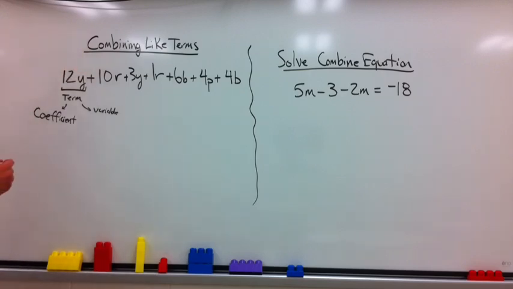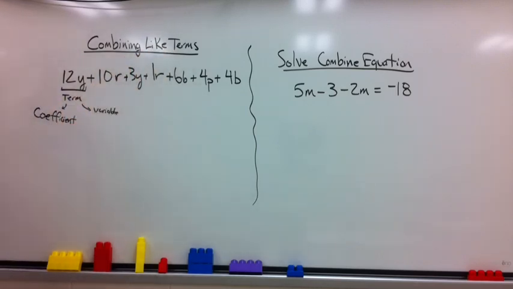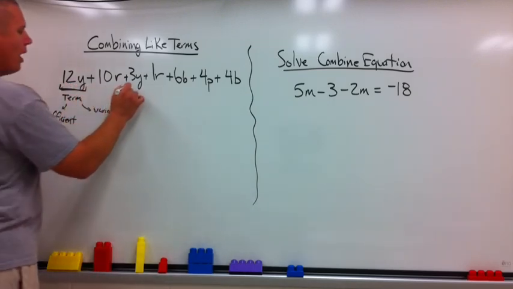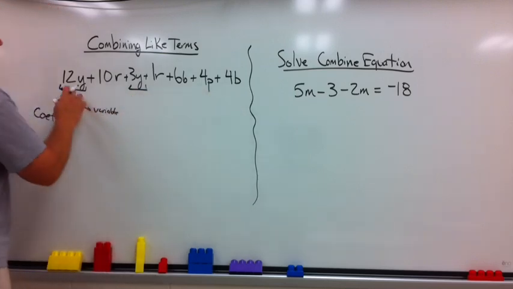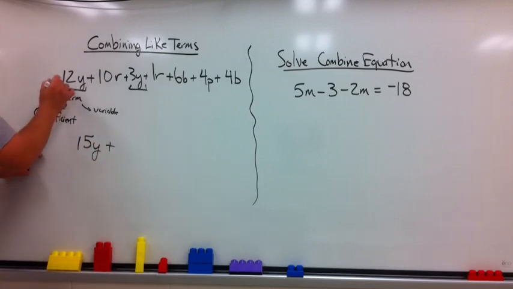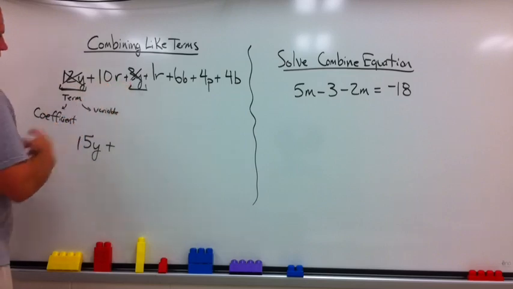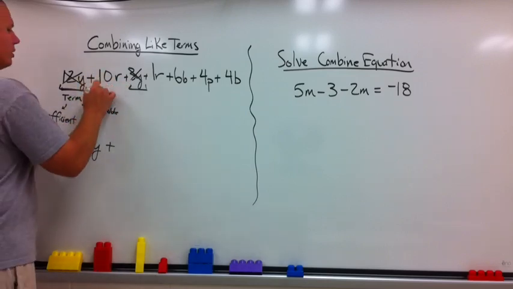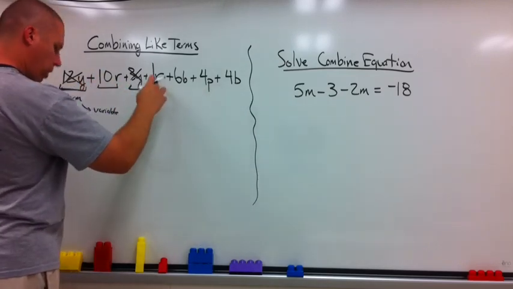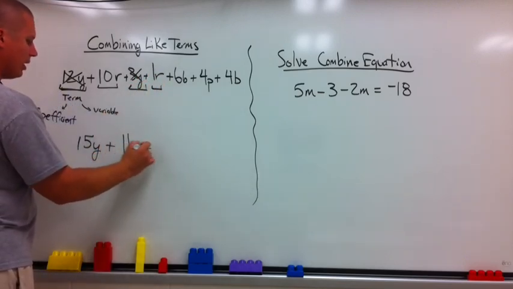What I'm now allowed to do is take all the common or the similar terms and join them together. So what it looks like, if I can find my markers, which I can't. What I'm going to do is take all the y's. 12y plus 3y, and that's it. 12y plus 3y gives me 15y plus. And what I typically do is go back and cross them off. That way I know they're done. So 12y plus 3y, 15y. R's. 10r plus 1r gives me 11r plus.